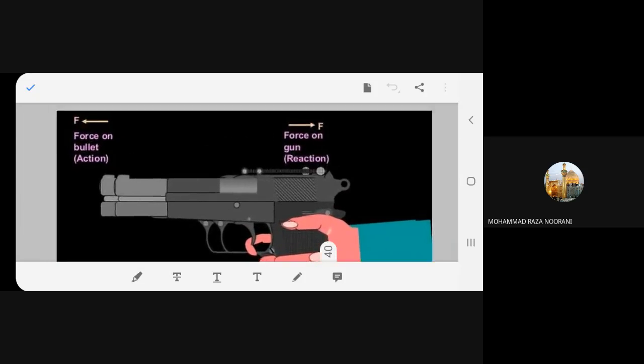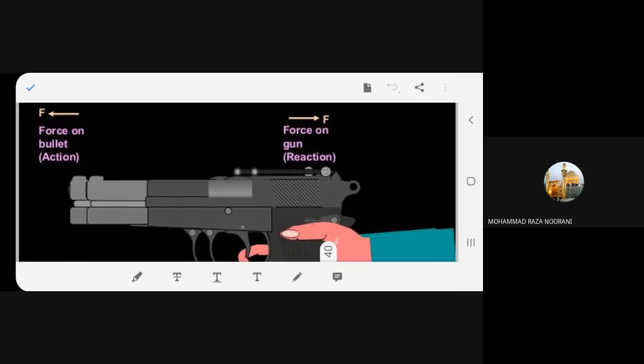See this one again? Same. Third law of motion. This is a pistol. What is this? Revolver. Okay? Force on the bullet, that is action. So the bullet is coming out. This is action. So what is reaction?